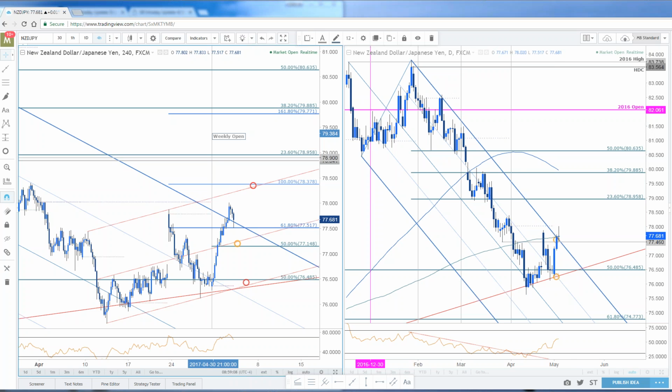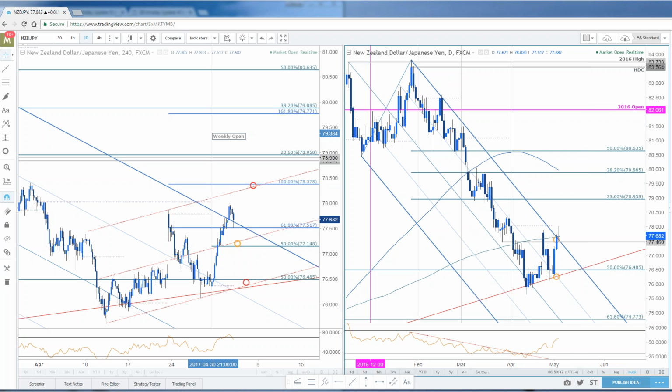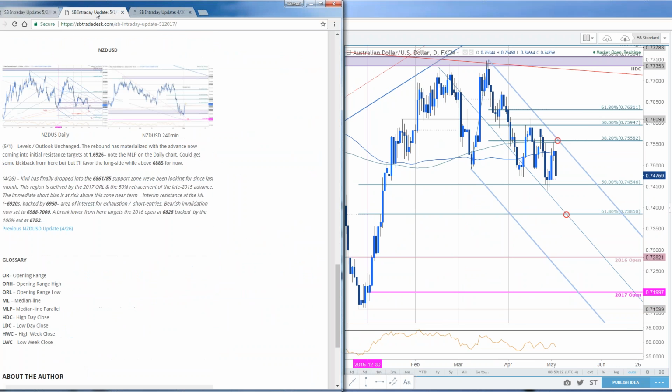So first things first, Aussie dollar. I mean, what a beautiful play. Let me just show you the chart. Here's what Aussie dollar looks like, and here's what we were looking at earlier in the week. I mean, the levels are just stupid clear.